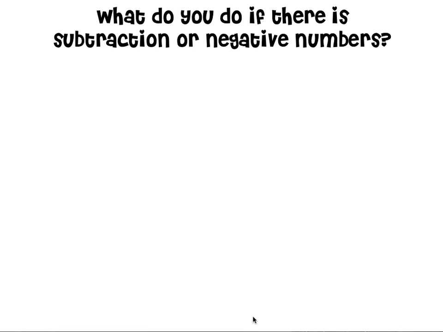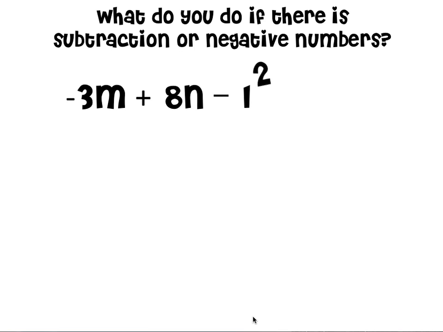So what do you do if there is subtraction or negative numbers in your expression? Well, if you look at the expression that we have here, we have negative 3m plus 8n minus 12m minus 3n. Well, the first thing we need to notice is that we have 2 different variables, m and n. So we're going to continue using monkeys and nuggets just to be consistent. However, how do we know whether to use the plus sign or the minus sign, or whether they're positive or negative? How do we know those things?